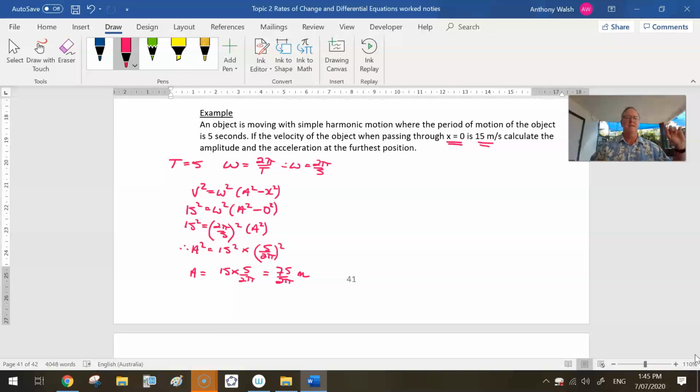meters. And I will also be confident saying that if I've got a squared is 15 squared by 5 on 2 pi squared, a would be plus or minus, which we don't mind in this case. The amplitude would be either side of the center. So it could be plus or minus 75 on 2 pi meters. Okay, that's the amplitude found.